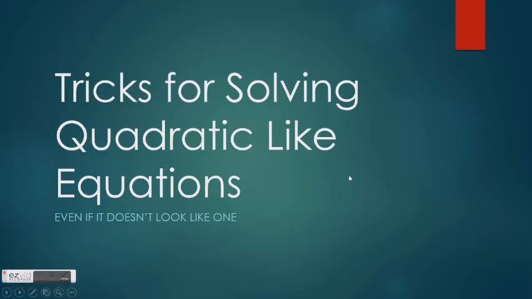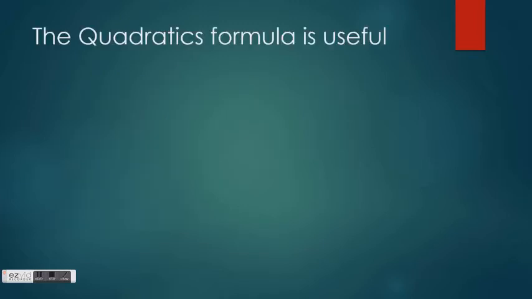So, for this video, we'll talk about tricks for solving quadratic-like equations, even if it doesn't look like one. Sounds weird, doesn't it? Everybody knows that the quadratic formula is pretty useful, but it's also very specific of when you can use it. You have to have the form ax squared plus bx plus c equals 0. That's the only time you can use the quadratic formula. But we can modify things to make it look like that.